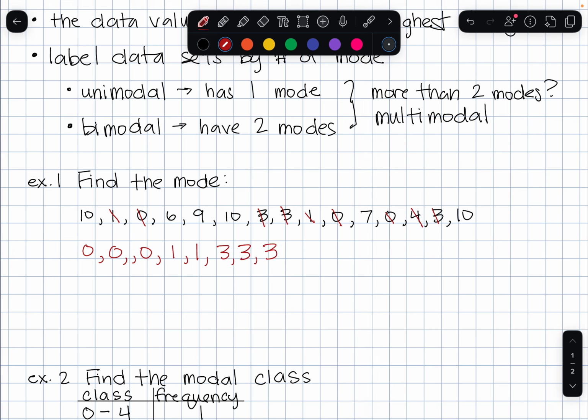I see a single 4. I don't see any 5s. I do see a single 6. I see a single 7. No 8s. I see a single 9. And then I see 3 10s. 10, 10, 10.